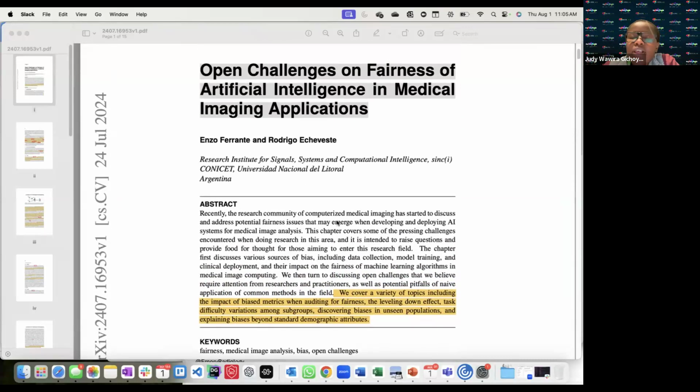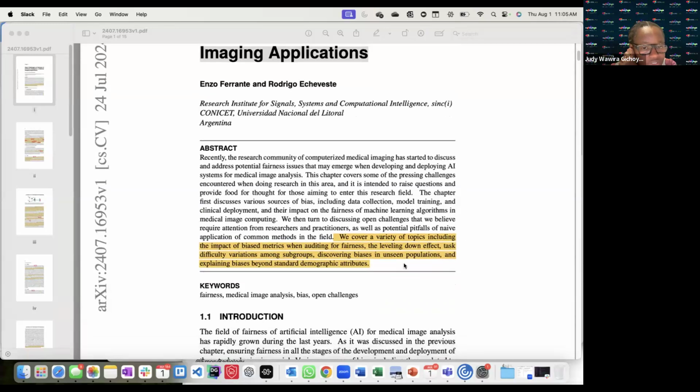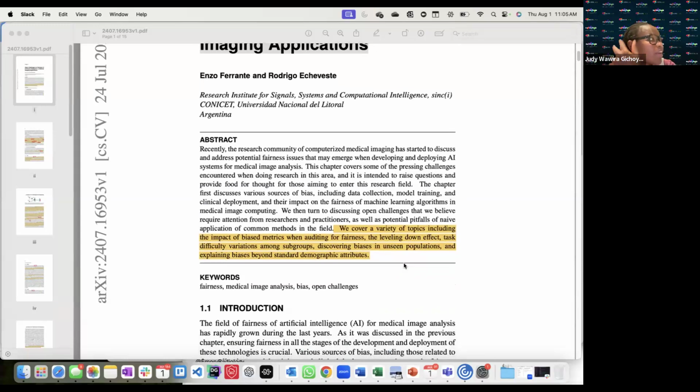So this is a paper that discusses what are the open topics, looking from metrics, how to audit, what is called the leveling down effect, task difficulty, which is a topic that I'm very, very interested in, and then discovering biases in a known population, and then explaining biases beyond social, standard demographic attributes. This remains some of the biggest challenges for us to solve for medical AI imaging.